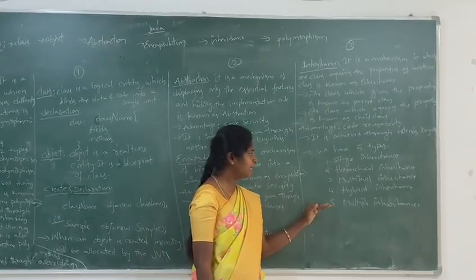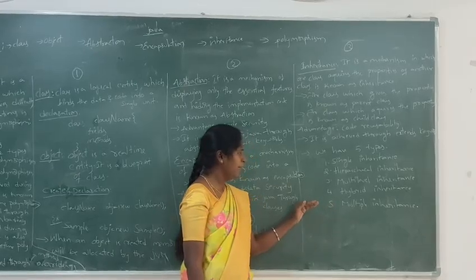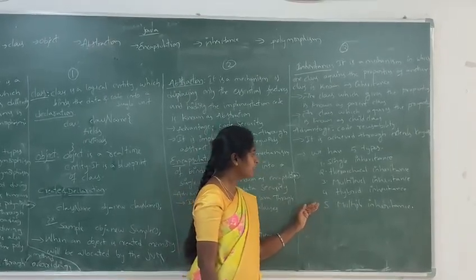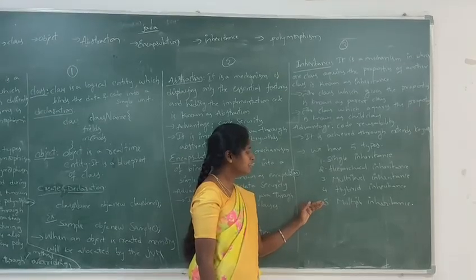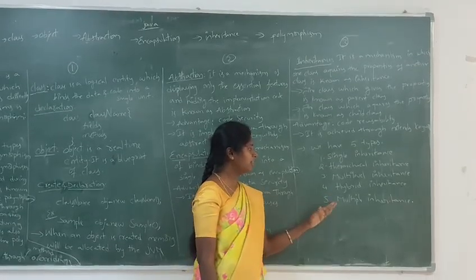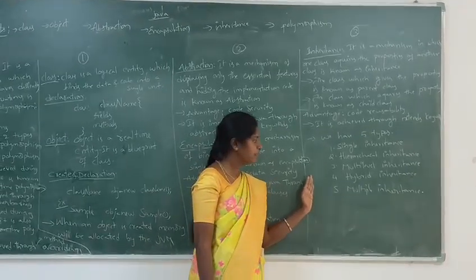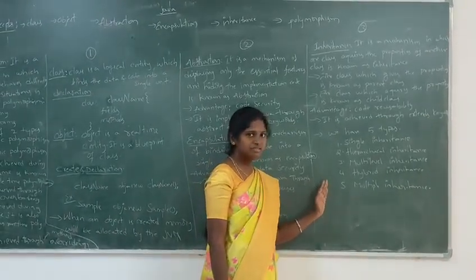Next, finally, multiple inheritance. Multiple inheritance means one child class having two parent classes. But Java does not support multiple inheritance because of the ambiguity situation.